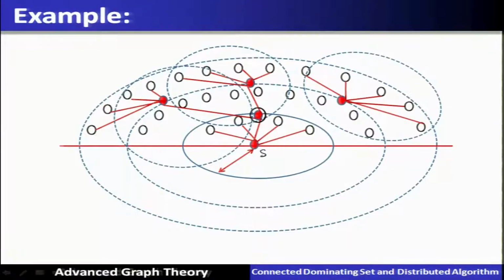This is S, that is the leader node. So in phase 1 it will broadcast. First it will make itself black and broadcast a message as a dominator in its one hop neighborhood. They will turn gray. So all the other nodes are turned into gray nodes.